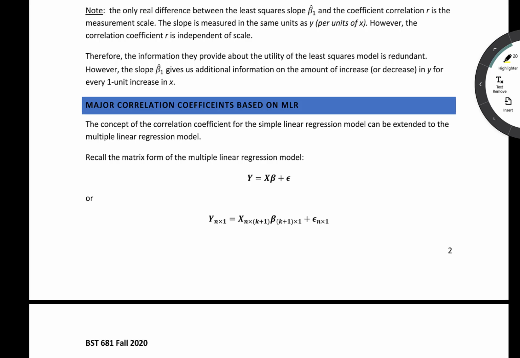The concept of the correlation coefficient for the simple linear regression model can be extended to the multiple linear regression model. Just as a reminder, here is the matrix form of the multiple linear regression model. When we talk about multiple linear regression, we have our single response variable. We also have our matrix with all of our predictor variables. We have the vector with our coefficients, and then we have the error term.